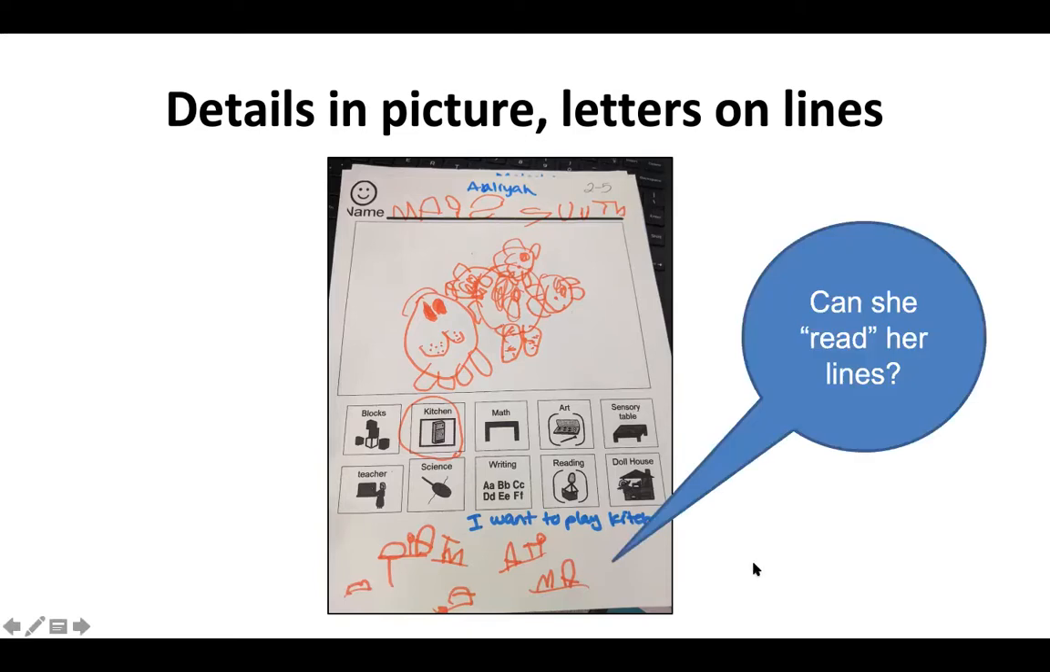As we start to think how we would scaffold this little girl, one of the things before she wrote her letters on, could she read her lines? And that might help her start to listen to some sounds. So if she could read her lines and her message still kept consistent with her lines, the teacher could then start to work through each word at a time and let her put some kind of approximation on the line.